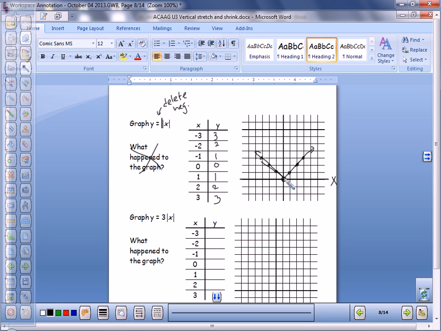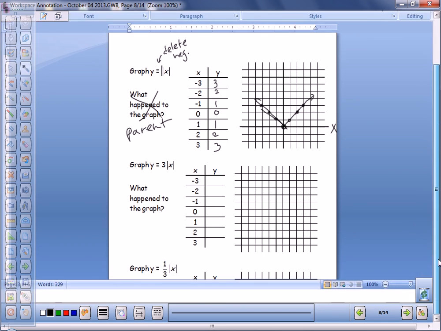And so this is our parent graph. We're starting off with our parent. So what would multiplying the y values by 3 do? See our 3? Let's just multiply those y values by 3. What is 0 times 3? It's still 0. Now right here we had a point at 1. But what is 1 times 3? Well, 1 times 3 is 1, 2, 3.